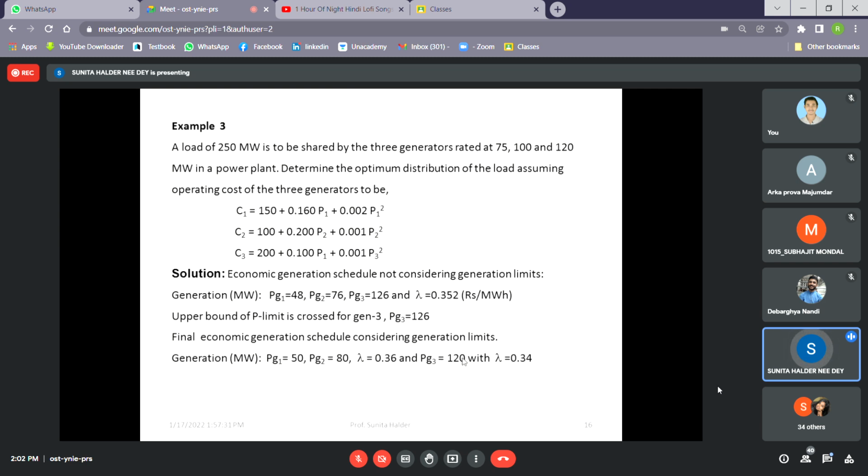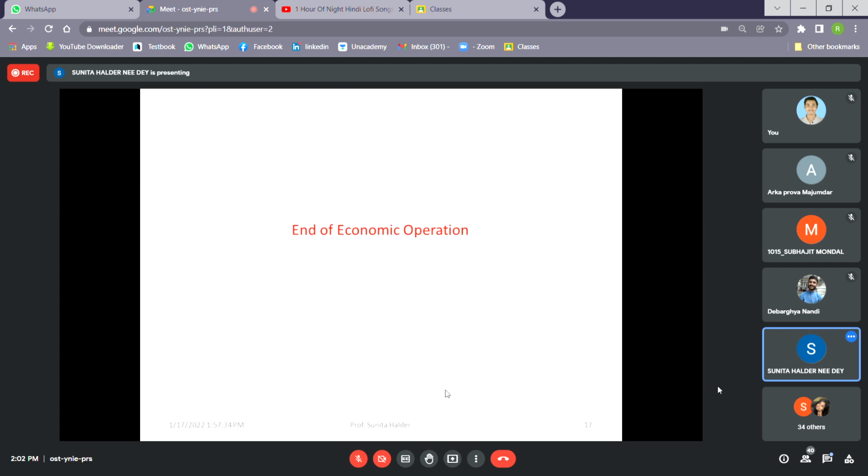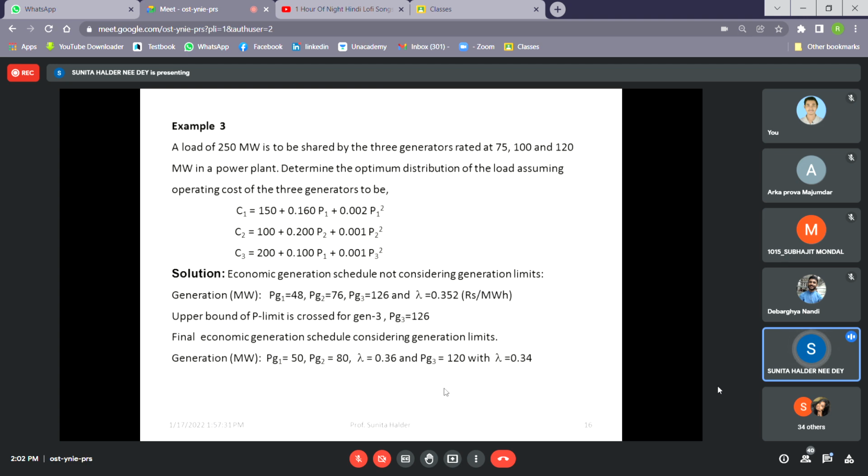If it is limited to 120, then what will be the remaining generation? You subtract 120 from 250, and it will be 130. Then 130 will be economically distributed between generators 1 and 2, so 50 and 80, making 130. Here you see the incremental fuel cost, or lambda, will be the same for generators 1 and 2, but it will be different for generator 3, because generator 3 is not taking part in economic load dispatch now, but it is generating 120 megawatt. In this way we use the economic generation schedule.